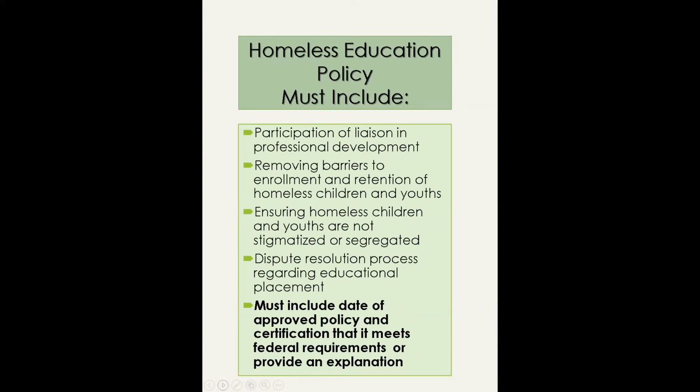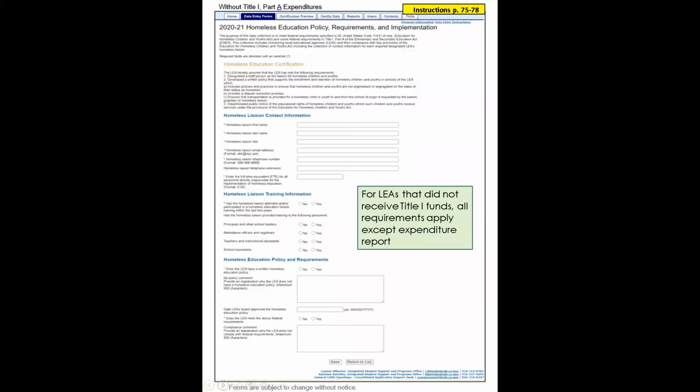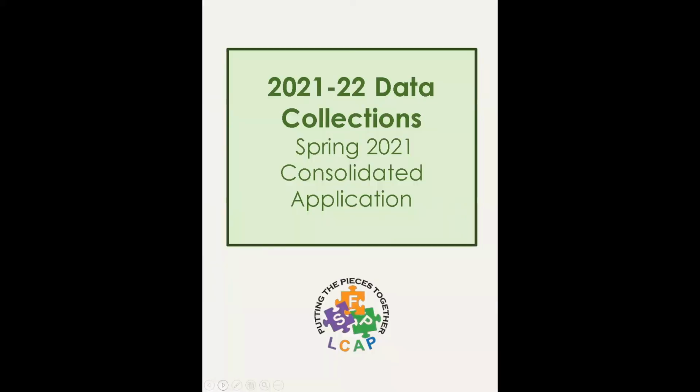All right, and that's the end of, oh, this is just a copy of what it looks like. Same form. If you don't get Title I, you get the same form, but you don't have the expenditure section because that's about your Title I reservation, the funds primarily you're serving. So if you don't get Title I, you don't have an expenditure, but all the other questions apply. So that is the end of all your reporting for prior years.